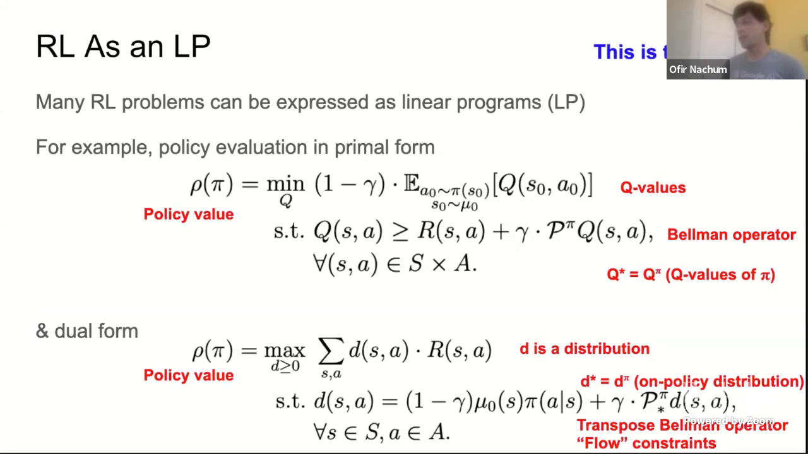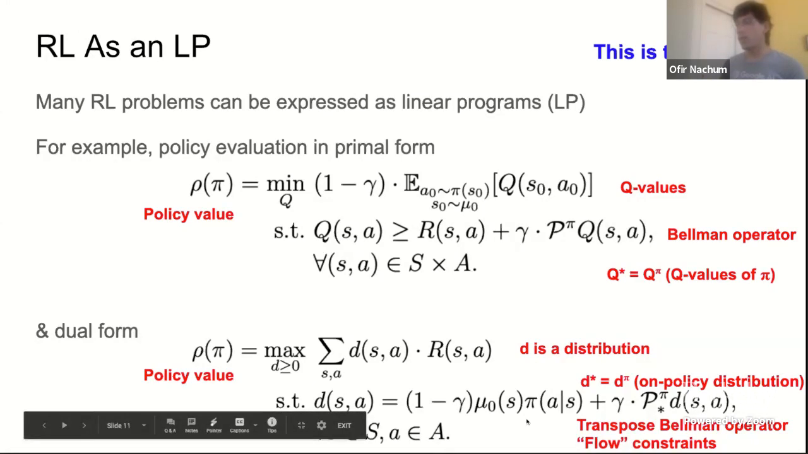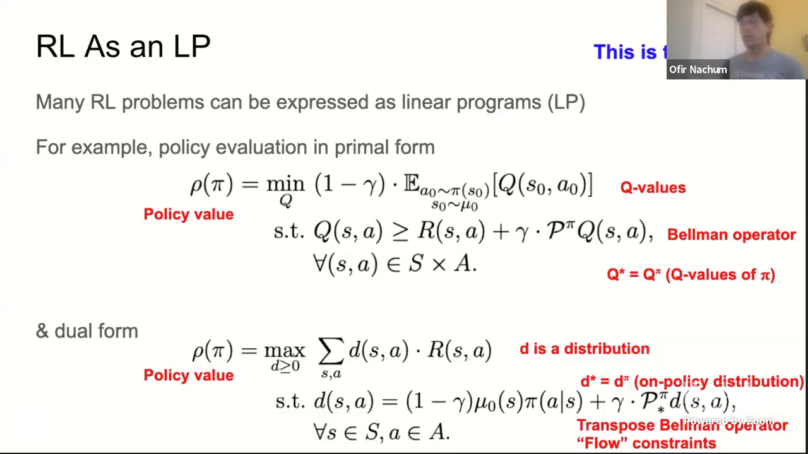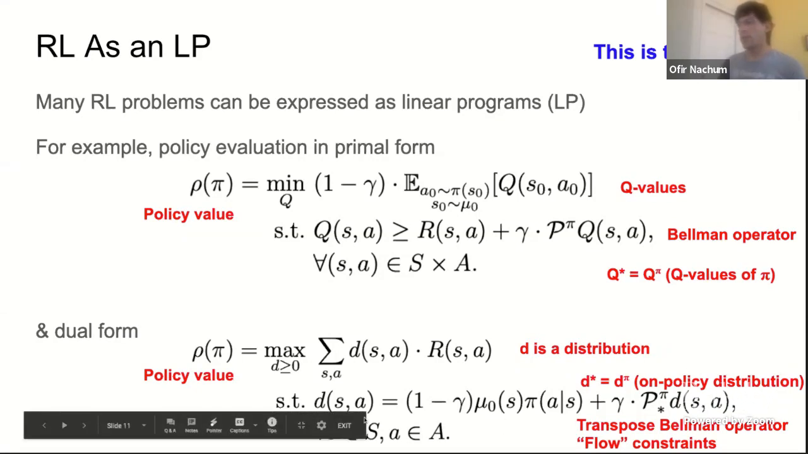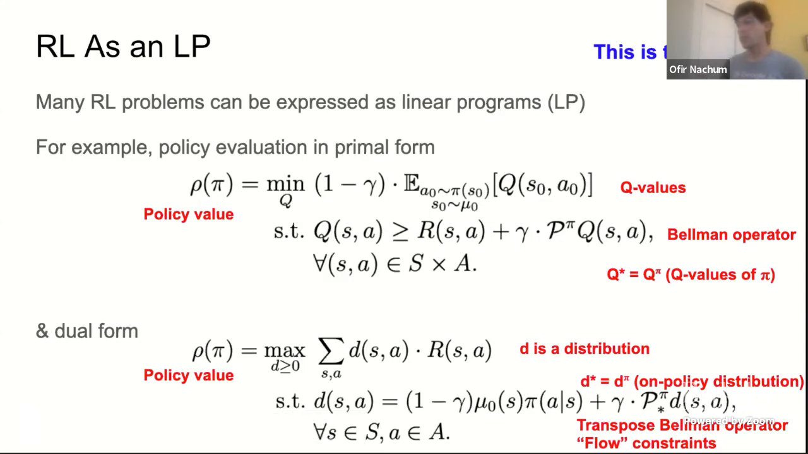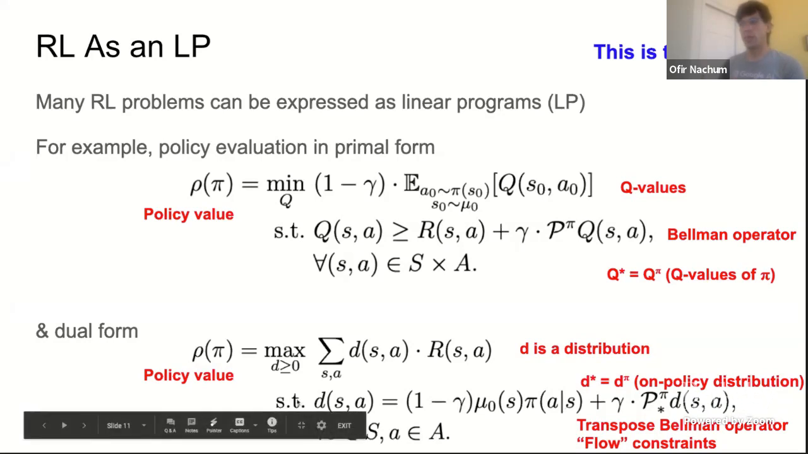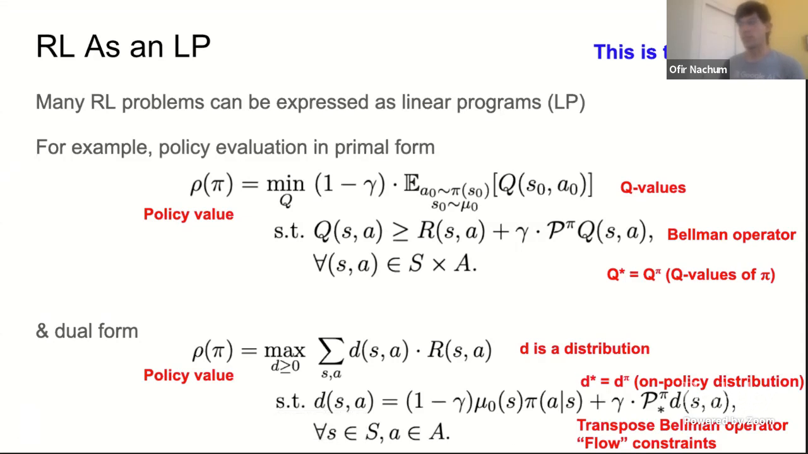And flow in the sense of probability, because these equalities exactly express the flow that the stationary distribution of pi has to satisfy in order to be aligned with the transition matrix of pi. And so these equalities actually express the conservation of flow of a probability distribution under transition dynamics determined by pi. And so the D variable has to be exactly d pi, the on-policy distribution, according to these constraints.